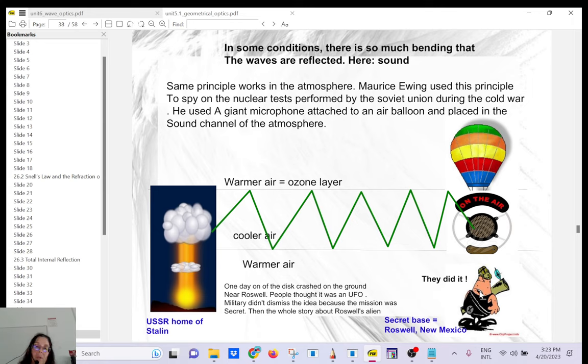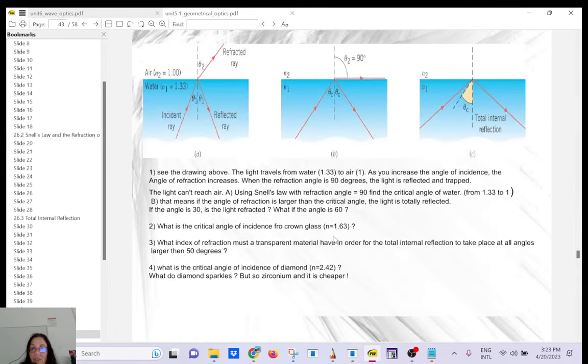And guess where that happened? In the US. Roswell. And then came the whole story about the Roswell alien. It was not an alien. They were just spying on the Soviet Union at the time. And that's a nice application of the sound channel, right? So it was classified for a very long time, and then it became declassified, but nobody paid attention to it. So it's an interesting story.